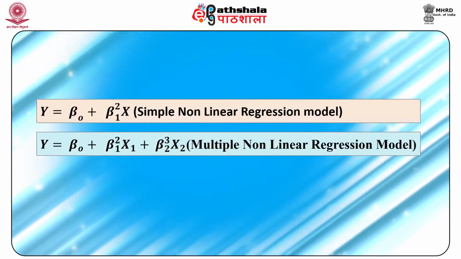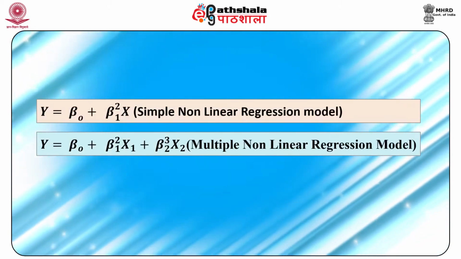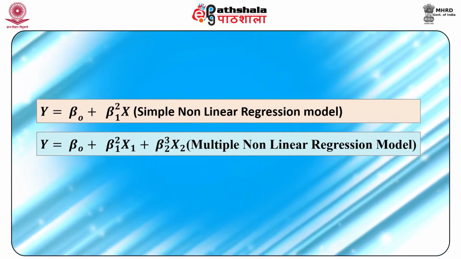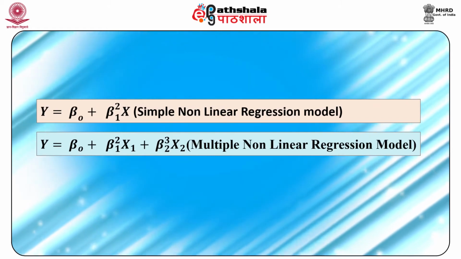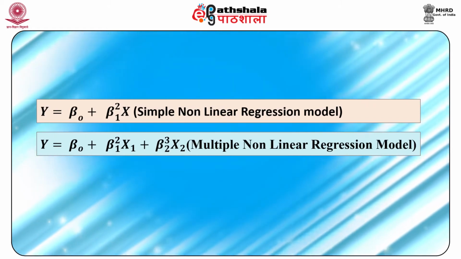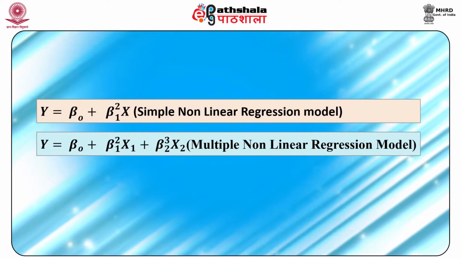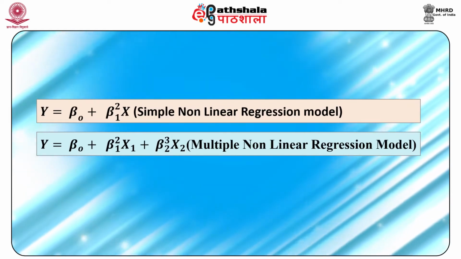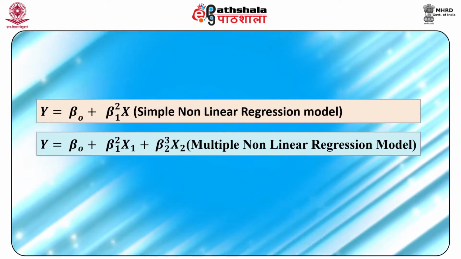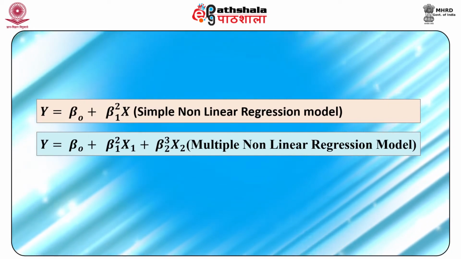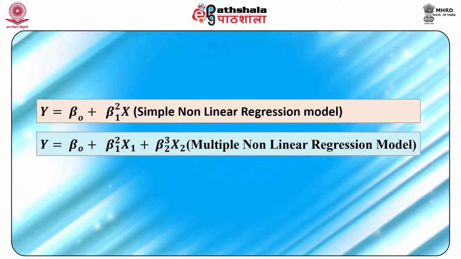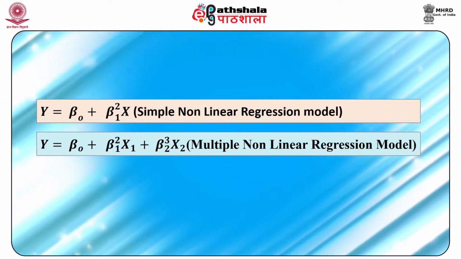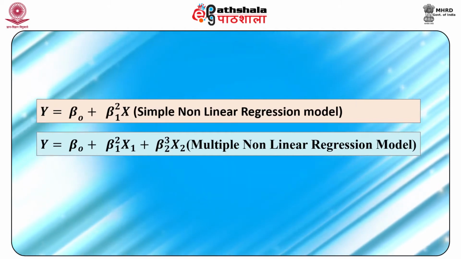The last example could be of a non-linear regression model where we can express dependent variable y equal to beta 0 plus beta 1 square x. Now this is an example of simple non-linear regression model. But if we write y is equal to beta 0 plus beta 1 square x1 plus beta 2 cube x2, then this would be an extension and would be known as multiple non-linear regression model.